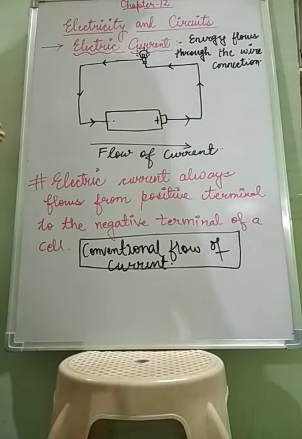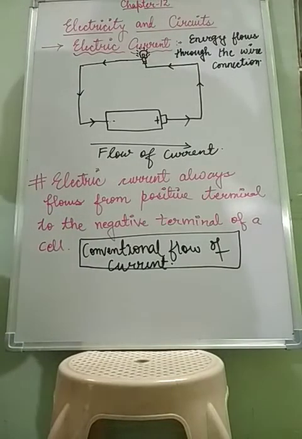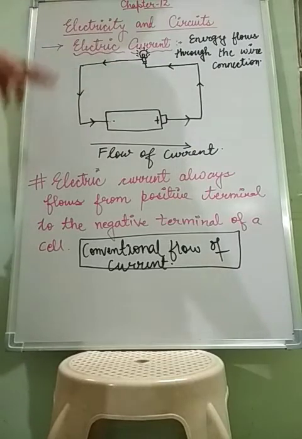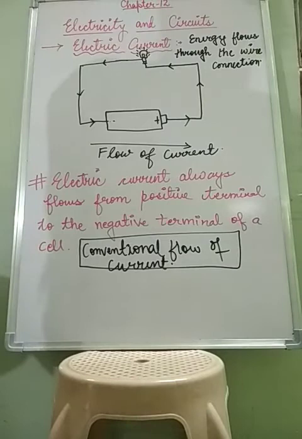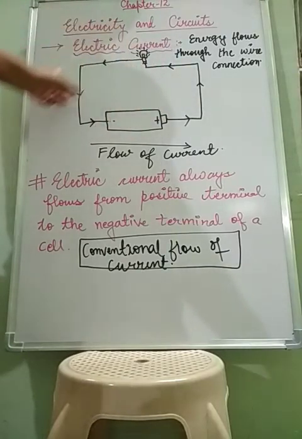So this one is the flow of current, and you can also take it as an electric circuit. Now, conventional flow of current. Conventional means which has been going on since old times, which is just from the ancient time, what the ancient people thought about it. They were thinking that the current is flowing from the positive terminal to the negative terminal. So that is known as conventional flow of current. Electric current always flows from positive terminal to the negative terminal of the cell. It is moving from here to here.